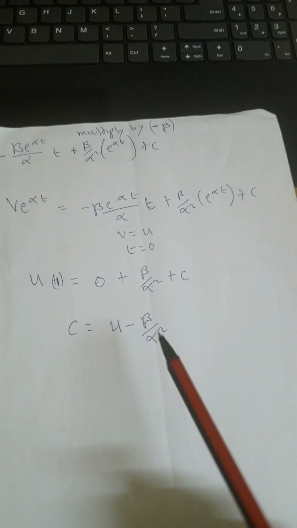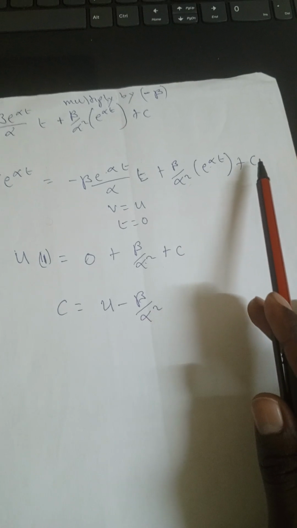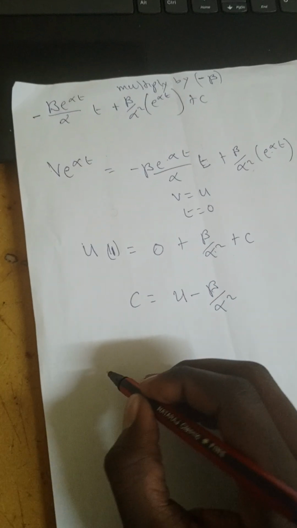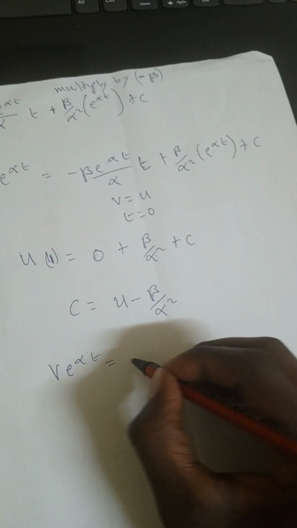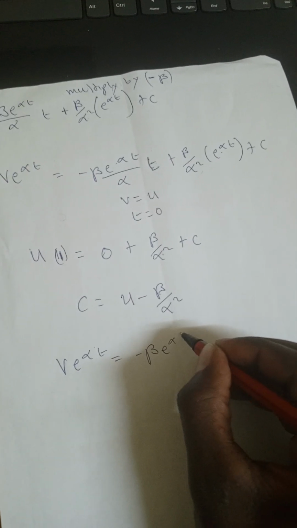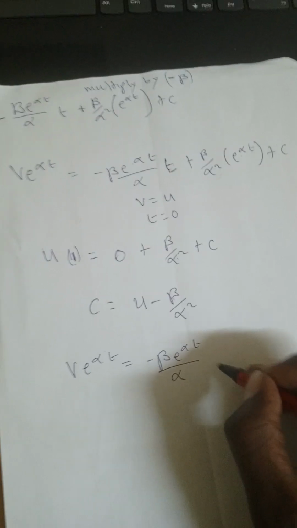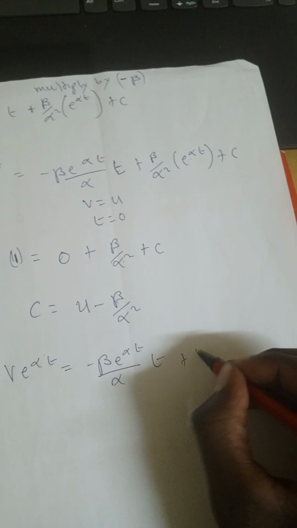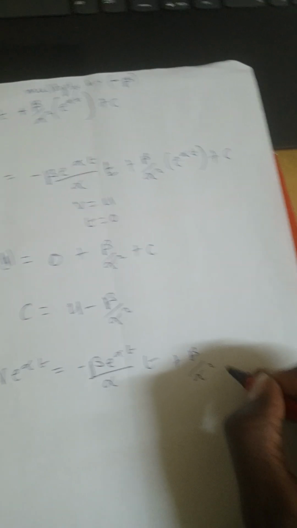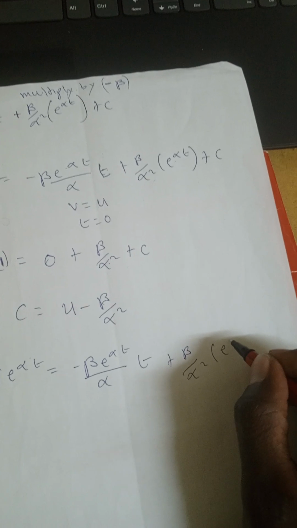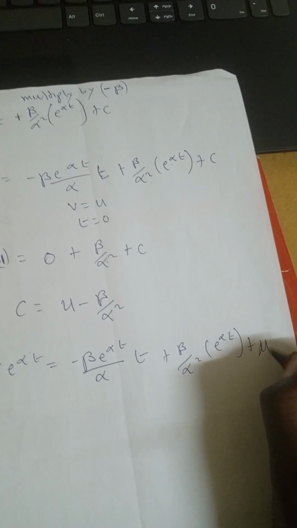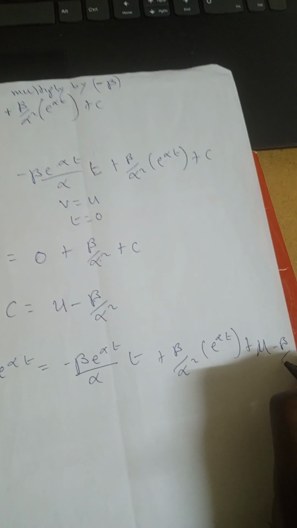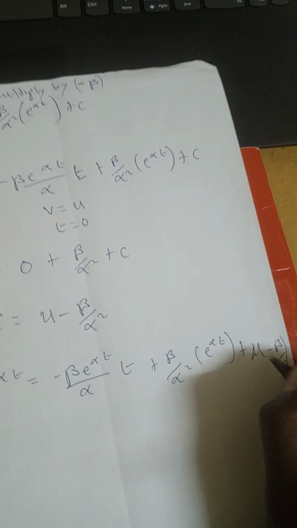So from here, I'm going to replace this where there is c. I'm going to write everything the way it is. Since now we have found our integrating factor, we just have to replace it where there is c. So where there is c, I'm going to put u minus beta over alpha squared, like this.